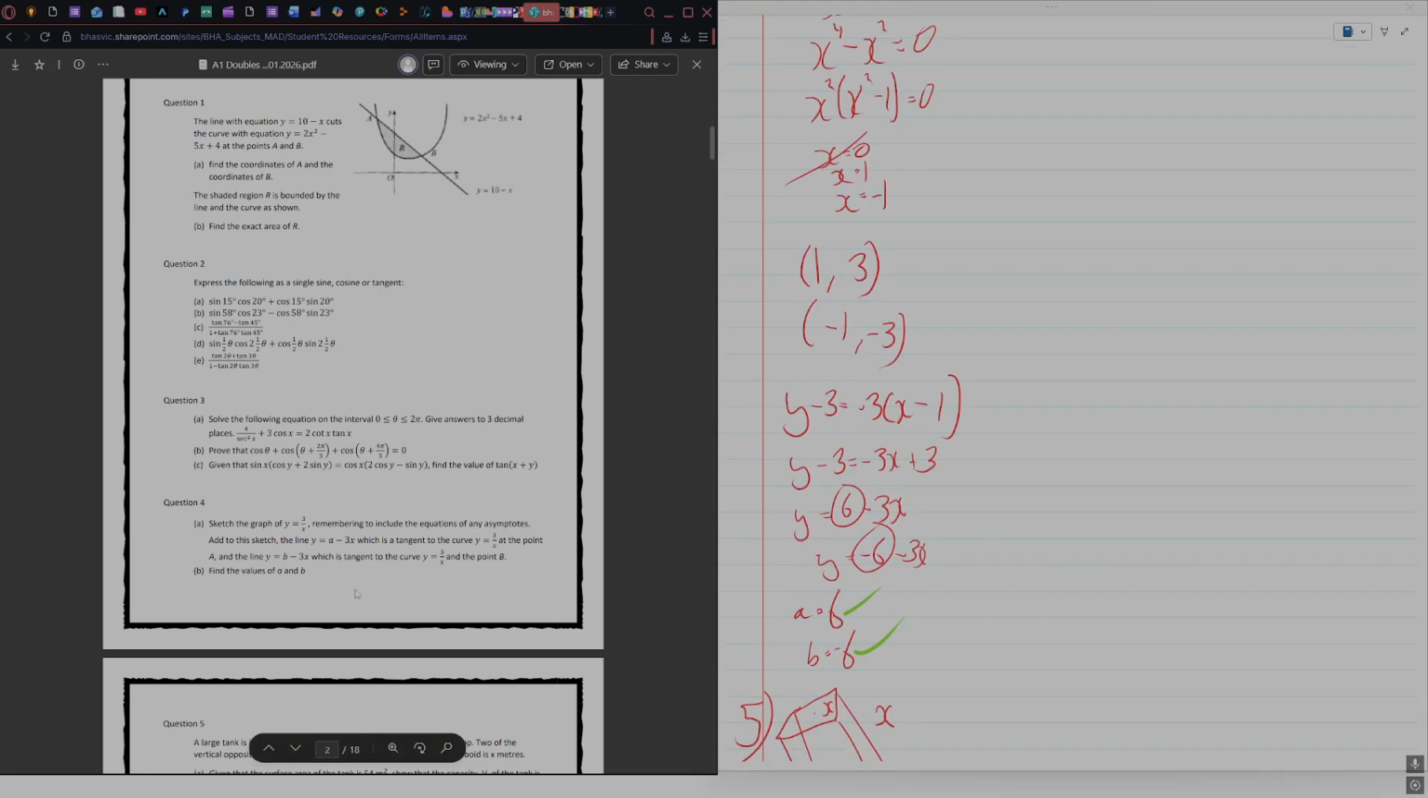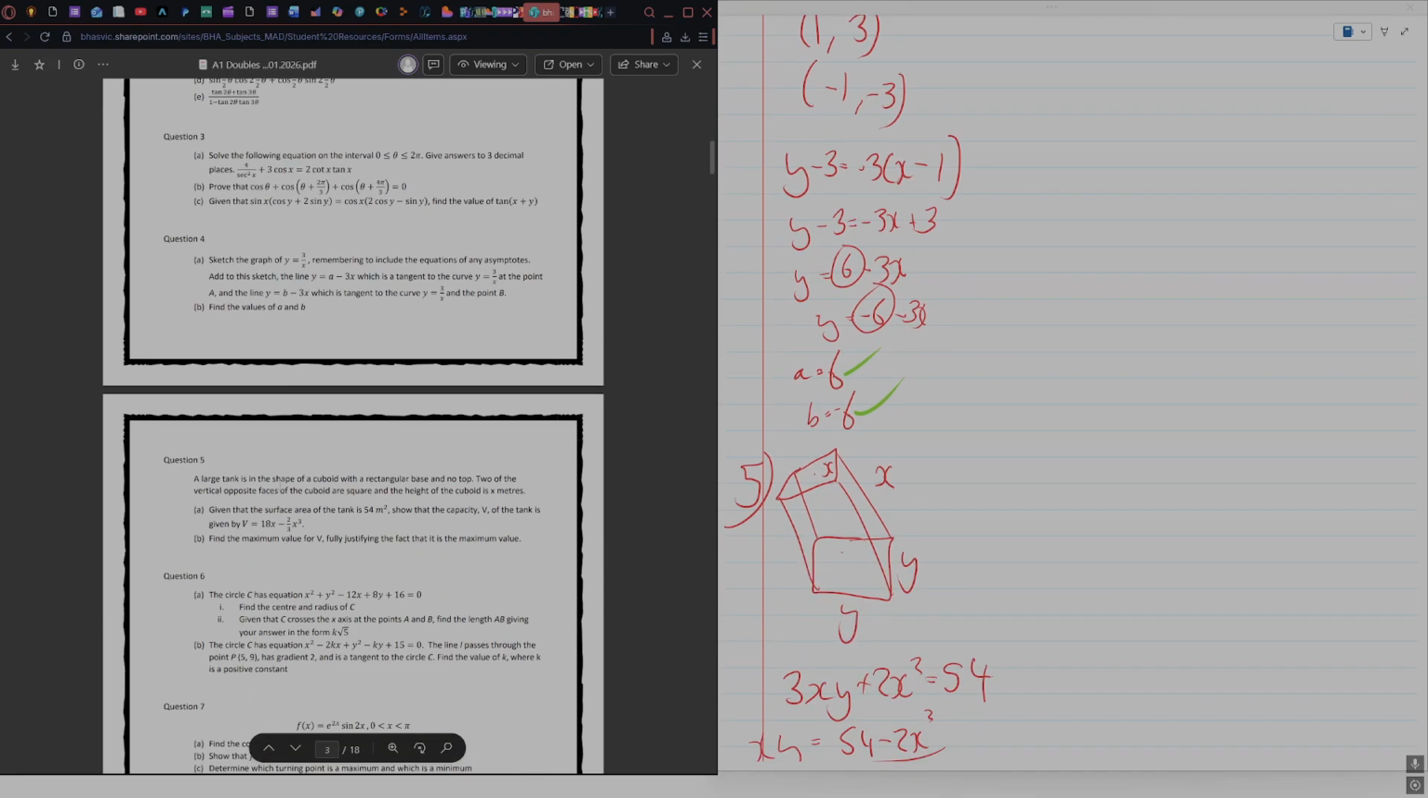What else did I? Oh yeah, you had to find, so I just found both the coordinates of where the gradient was -3, and then put it into y minus y1 equals m(x minus x1), and then those are your answers.